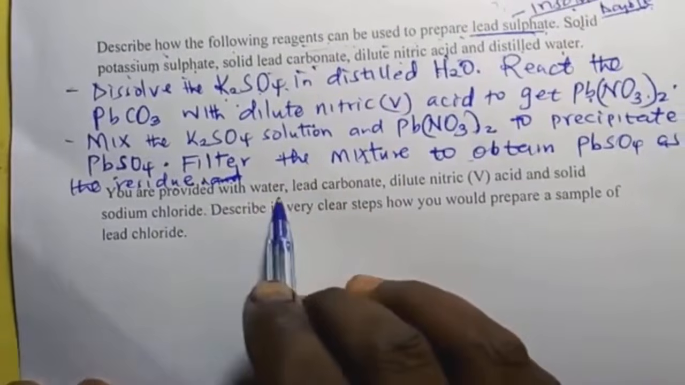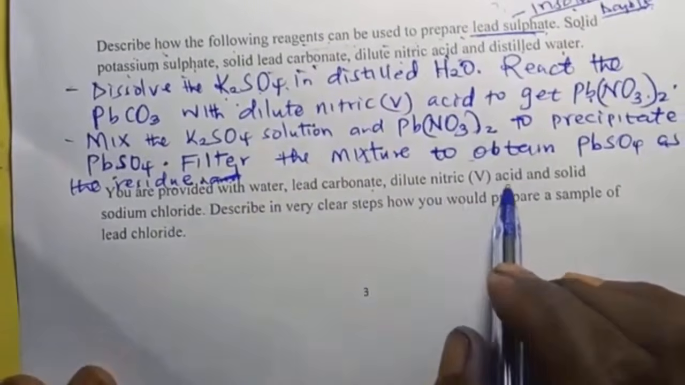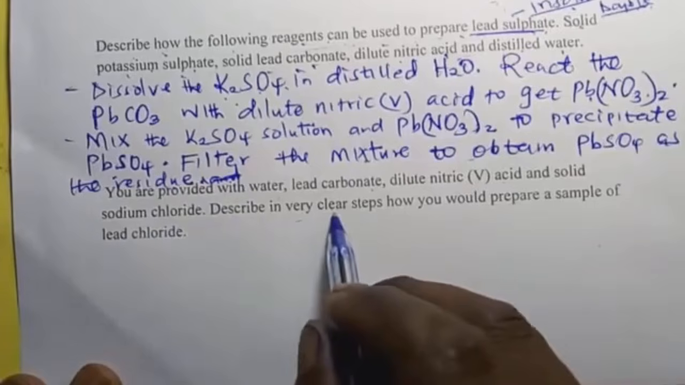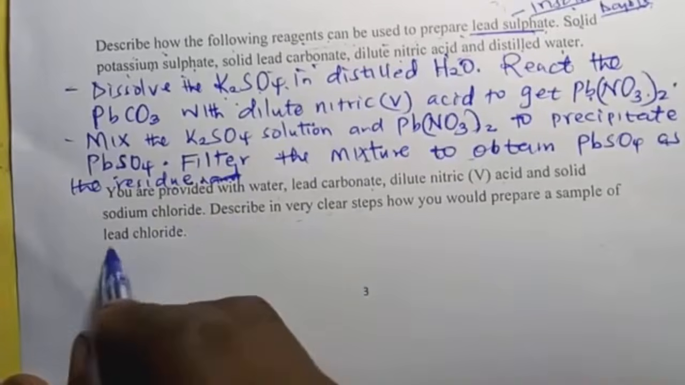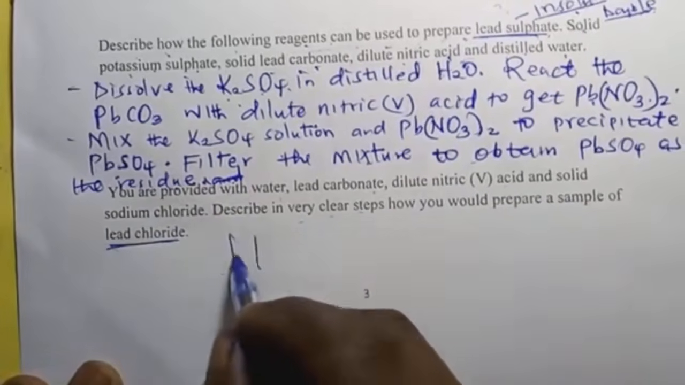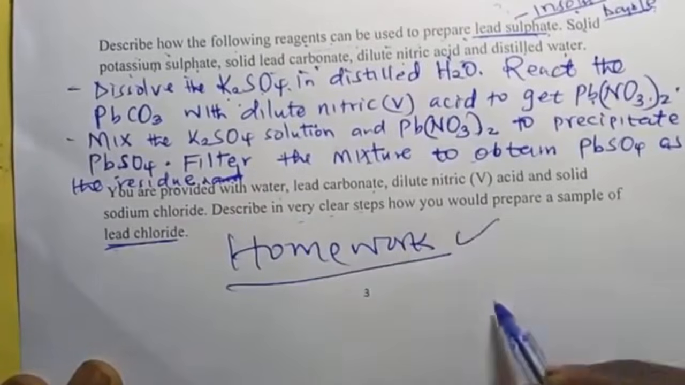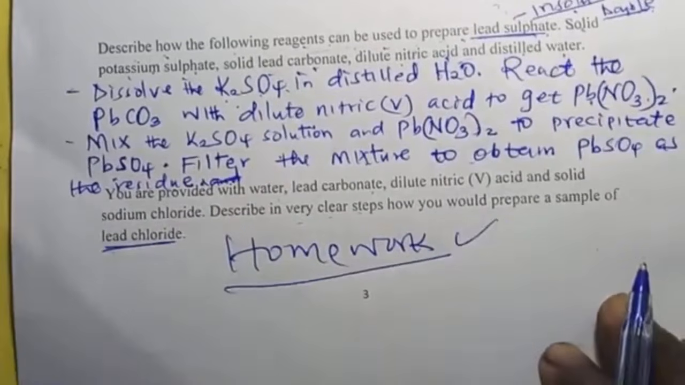You are provided with water, lead carbonate, dilute nitric acid, and solid sodium chloride. Describe a very clear step by step on how to prepare lead chloride. Homework. Do it and I will mark it for you.